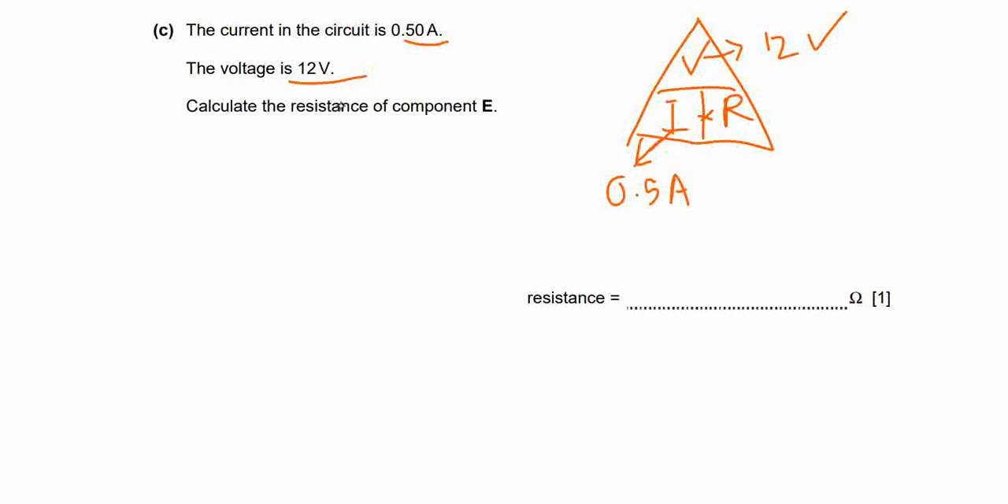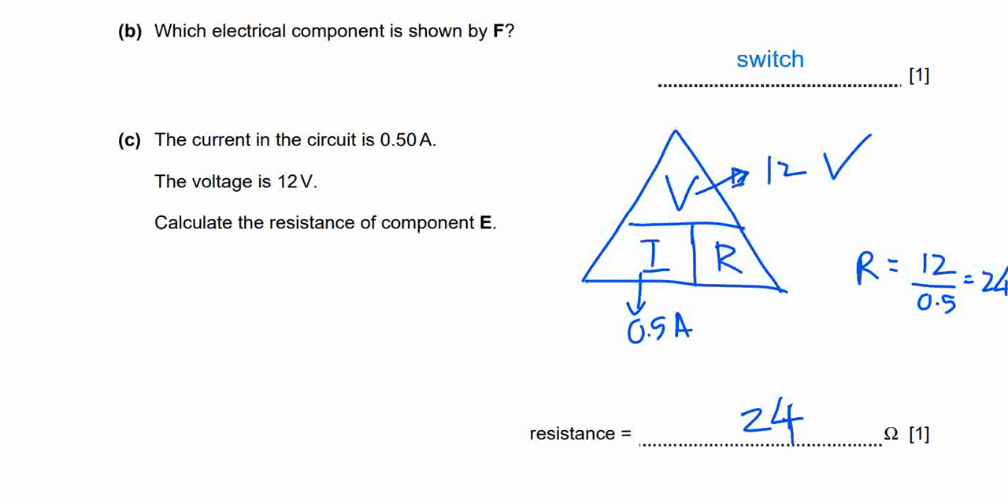So then we divide: the resistance is voltage over amp. So it equals 24 ohm. That will be our answer. Here we go, 24 ohm.